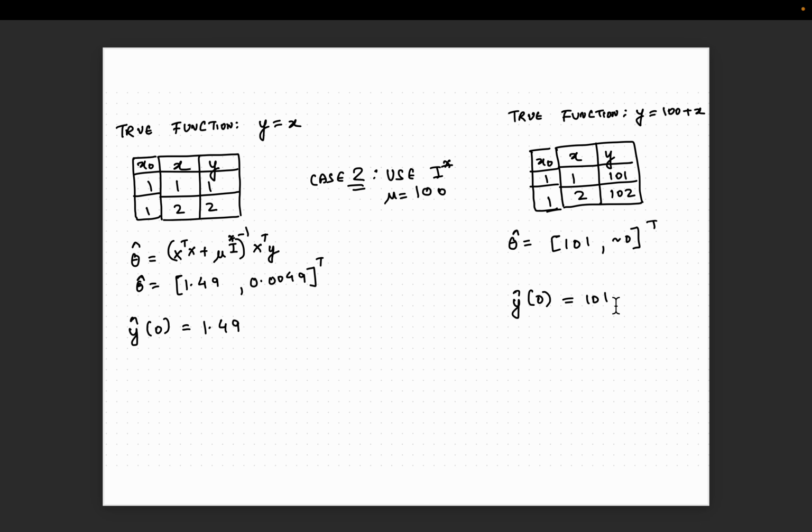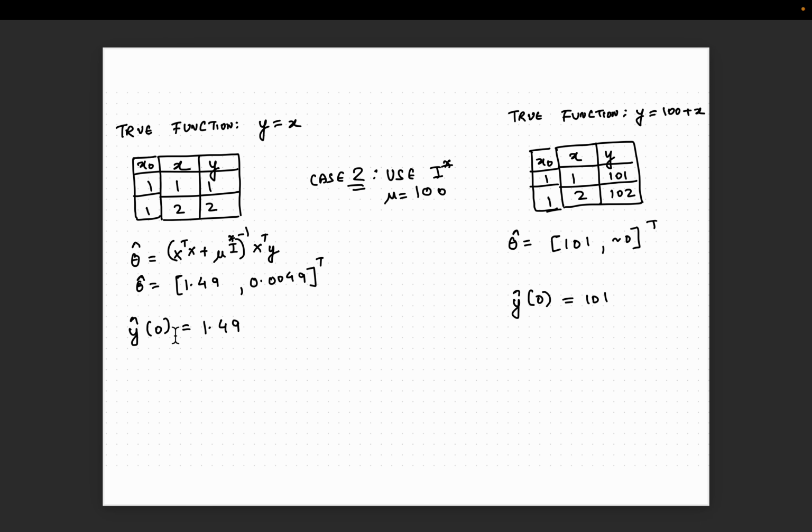The mean of the data. Can you see that you have learned the mean of the data by this exercise? You have kept mu to be very, very large, which means that your model exhibits a high amount of bias, very low amount of variance. And instead of I, you are using I star, which means that you don't have any penalty on the intercept term. So therefore, your intercept learnt would be approximately equal to the mean of the data, which you can observe.